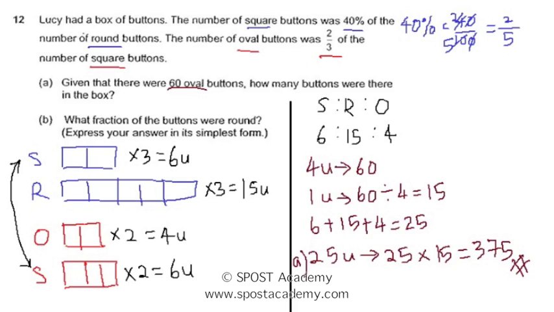For part B, it asks what fraction of the buttons were round. So to look at B, it will be 15 out of a total of 25 units. And if you reduce it, it becomes 3 is to 5.